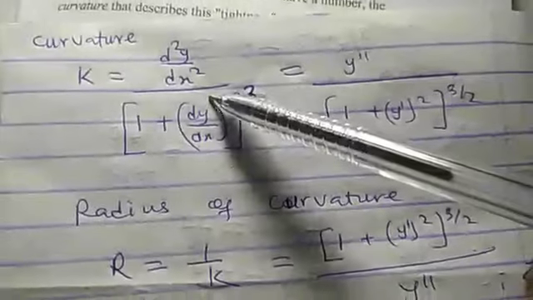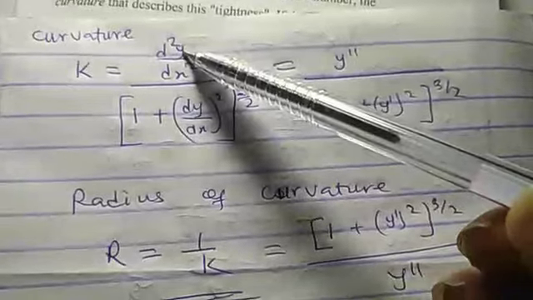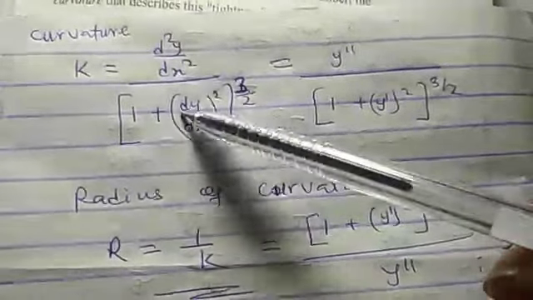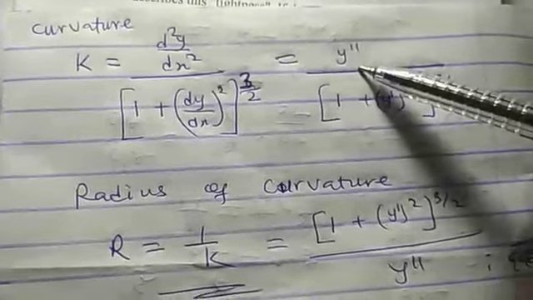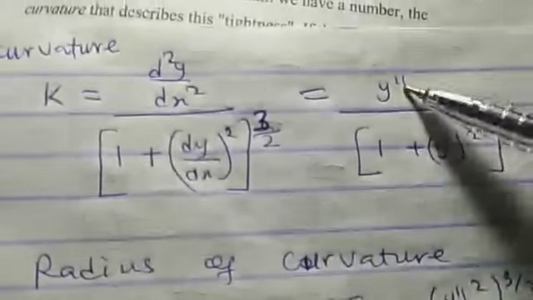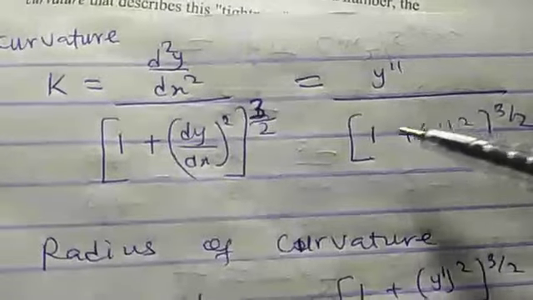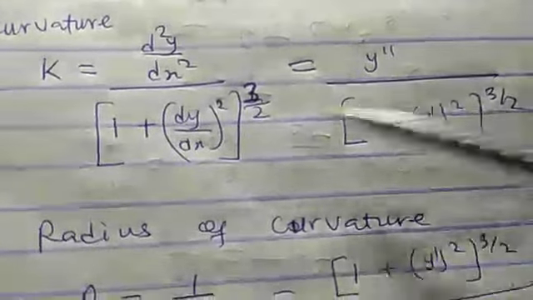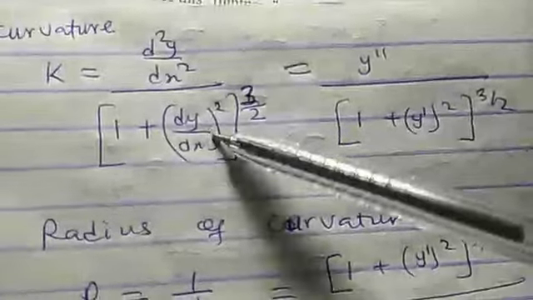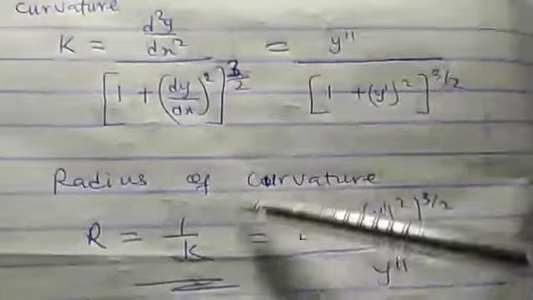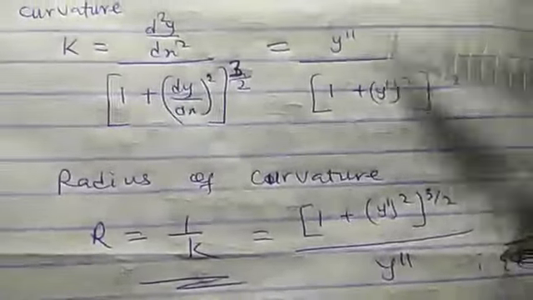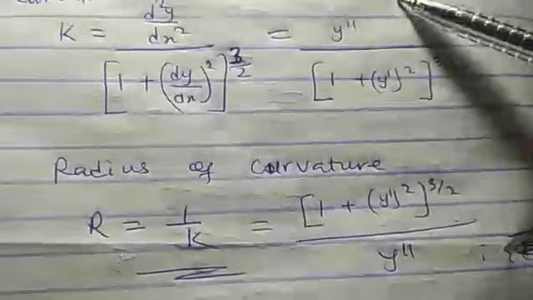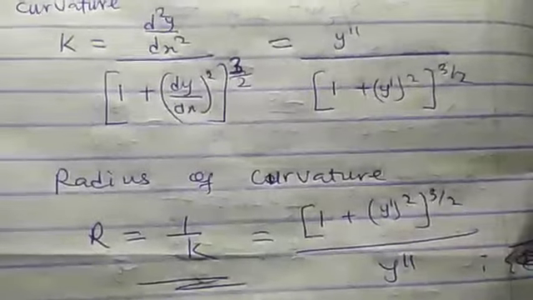This is the formula for finding curvature: the second derivative divided by 1 plus dy/dx all squared, raised to power 3 over 2. Or we can write it like this. This y'' simply means the second derivative, and y' simply means the first derivative, that is dy/dx. And the radius of curvature is the reciprocal of curvature, that is 1 over this, which means I will turn this upside down. That is how to find the radius of curvature.